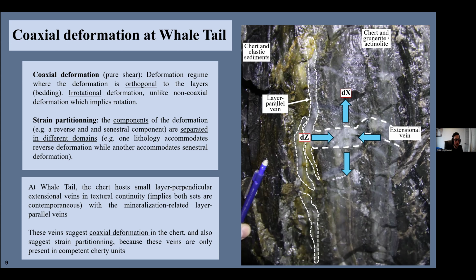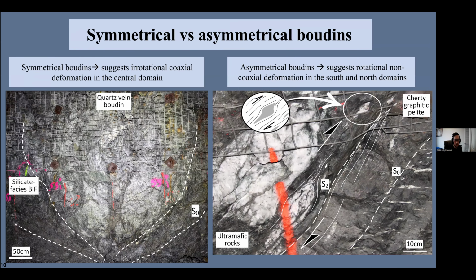So another example of coaxial deformation at Amaruq, once again in the central domain. Here we have a big matrix quartz boudin, either a vein or just a block. It's hard to tell, but what we need to see here is that the boudinage is symmetrical, which suggests coaxial deformation in the central domain.